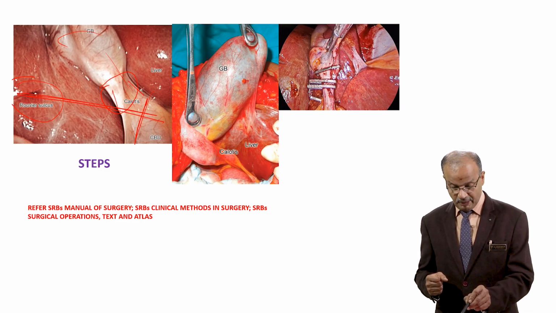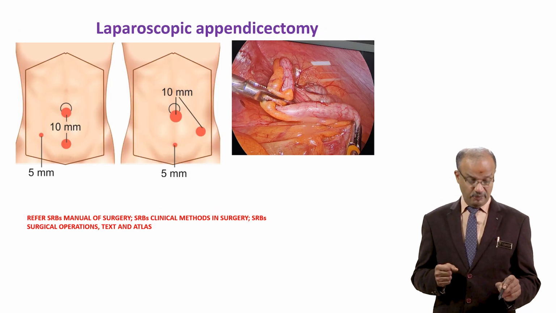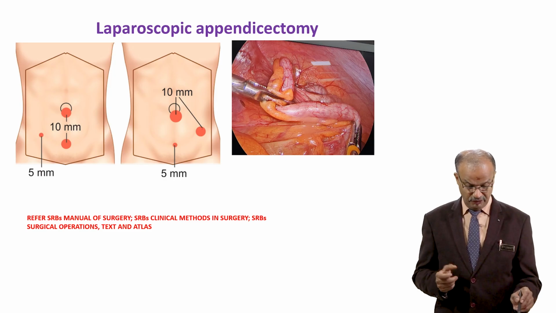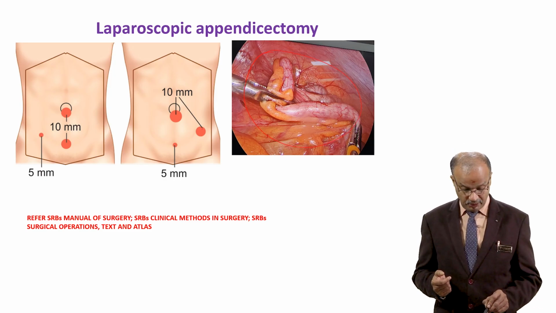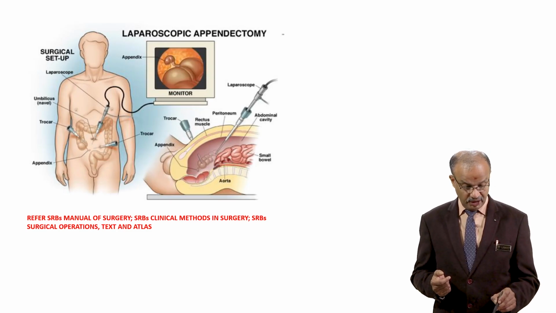See how exactly clips are applied in the cystic artery and duct. So appendectomy, again, it is sectorization. See that primary port, secondary port, like this. Depending on the choice, you can put how exactly the appendix looks in laparoscopic appendectomy. Again, these are the different ports. Some people put like this, how exactly it looks like.